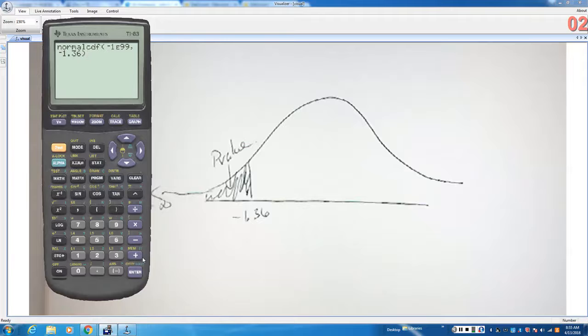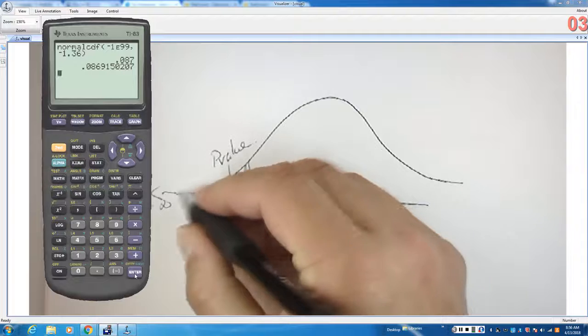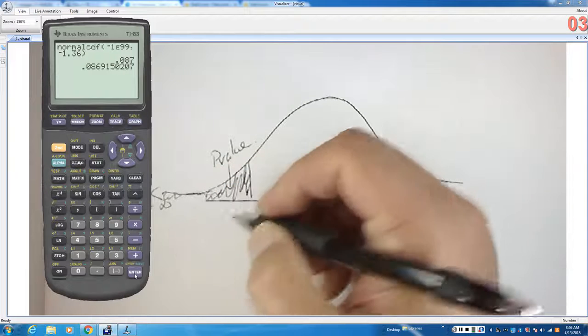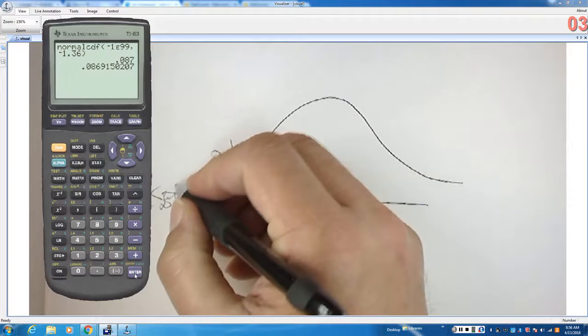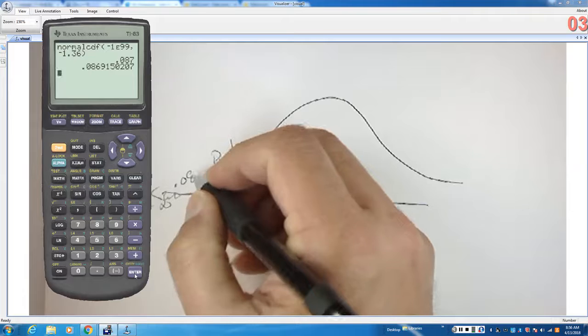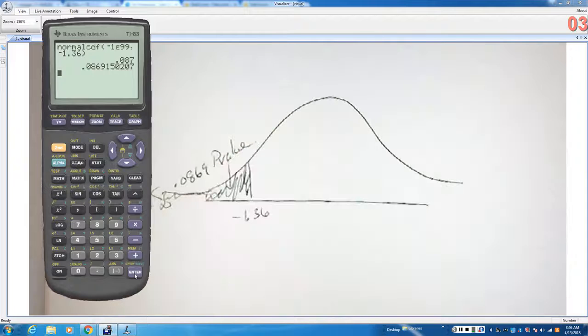Now we're going to press enter, and we get our answer. Somehow somebody messed with this calculator, so let's go ahead and look at this again. So this is our probability. We are always going to round these probabilities to 4 decimal places. So this area of the curve, this whole area that goes all the way out to infinity, is going to be 0.0869. So that's your area right there.